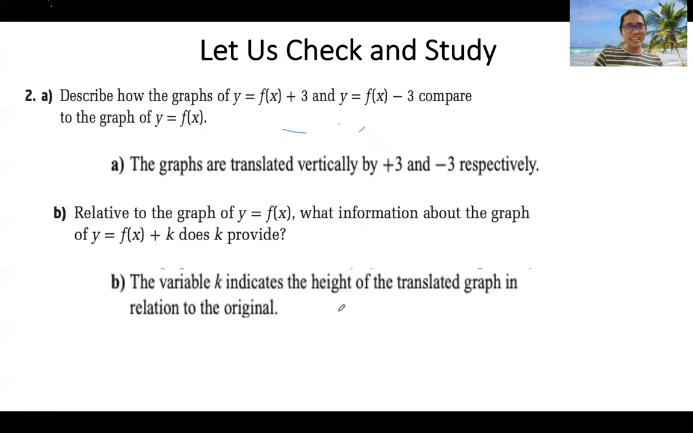Easy. The variable k indicates the height of the translated graph in relation to the original function. As you noticed a while ago, the graph moves up or down. So that's the job of k. It indicates the height of the translated function. Okay, I hope we're clear about it.